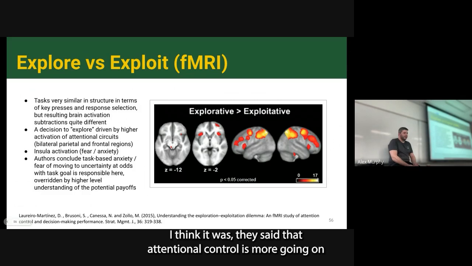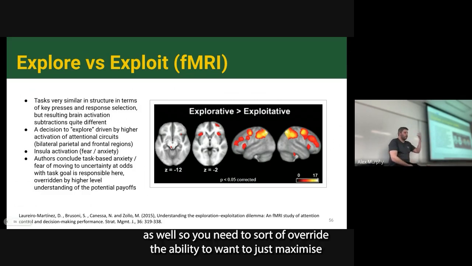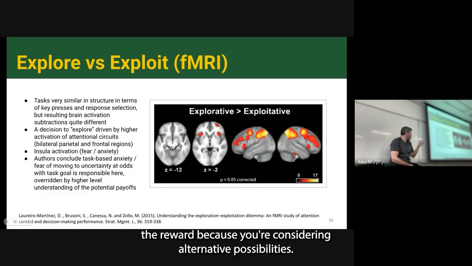When you want to explore, the hypothesis, I'm not sure if it was hypothesis 2, I think it was, they said that attentional control is more going on as well. You need to sort of override the ability to want to just maximize the reward because you're considering alternative possibilities.